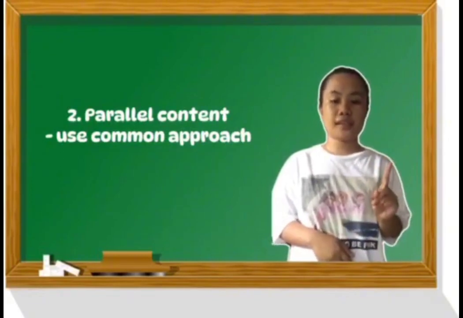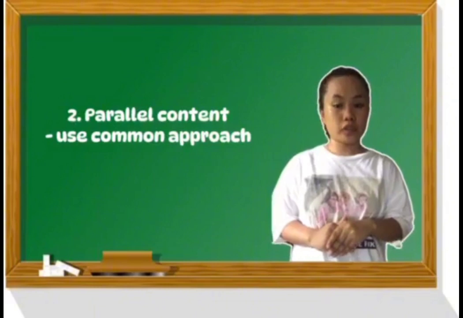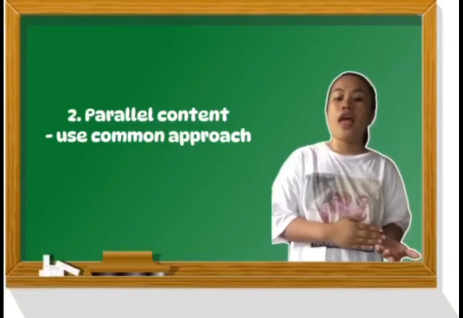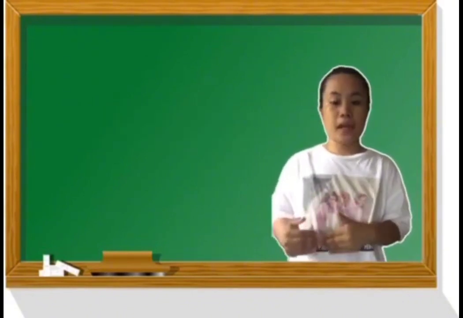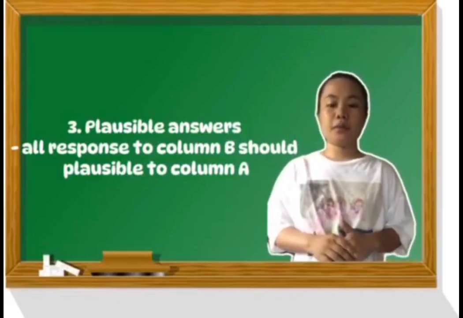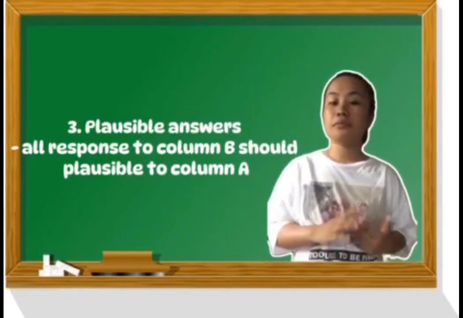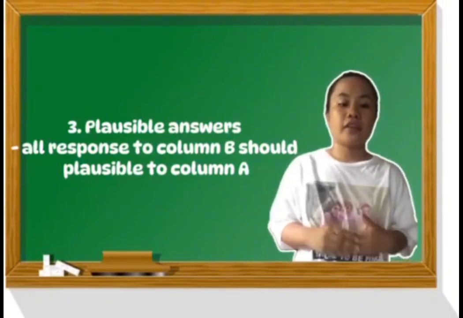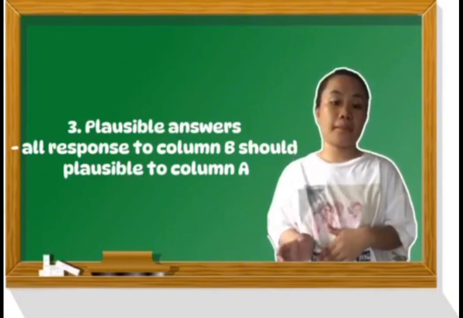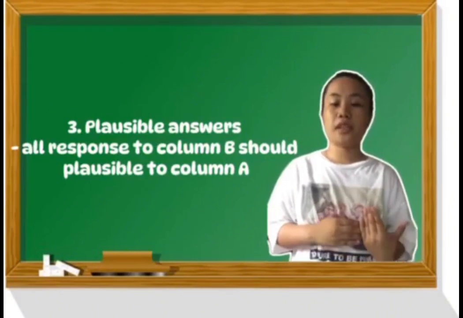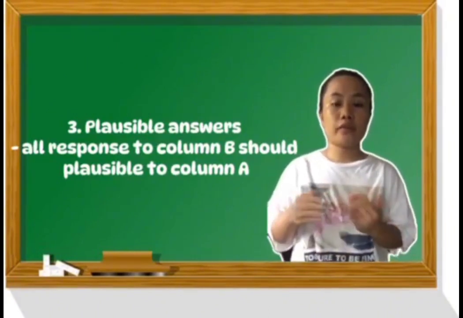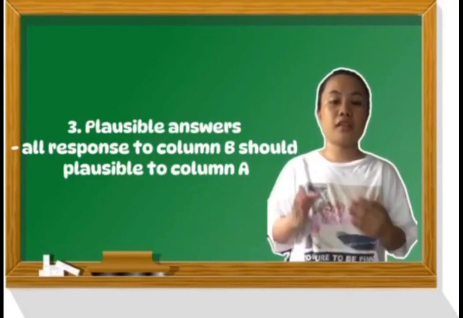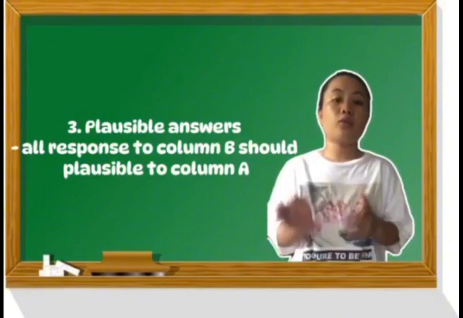Number 2, parallel content. Within one matching test item, use a common approach, such as all terms and definitions or all principles and the scenarios to which they apply. Number 3, plausible answers. All responses in column B should be plausible answers to the premises in column A. Otherwise, the test loses some of its reliability because some answers will be given away. So, in order to have the correct response to column A, you should match the definition in column A to column B.